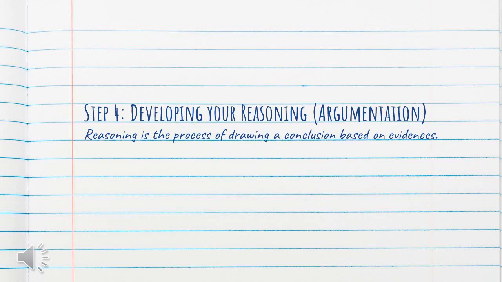Step 4, developing your reasoning or argumentation. Here, reasoning is the process of drawing a conclusion based on evidences. It will test your skills in reasoning, basically. So you can express your thoughts and opinions regarding the topic. And you have to explain it very well and at the same time provide evidences or proof so that you can get your audience's attention. And that's it. Step 4.